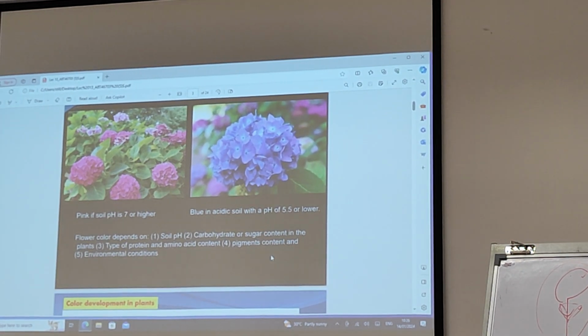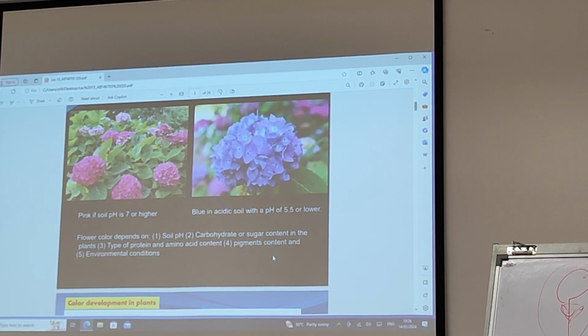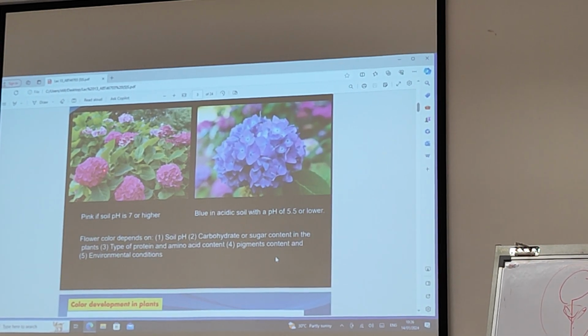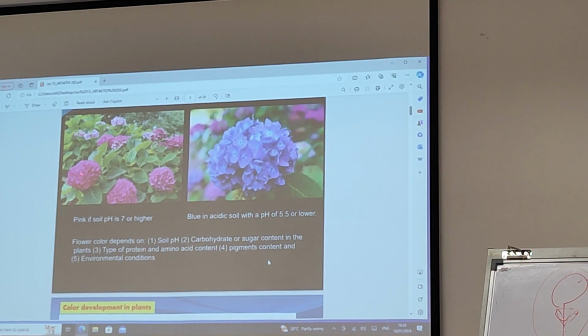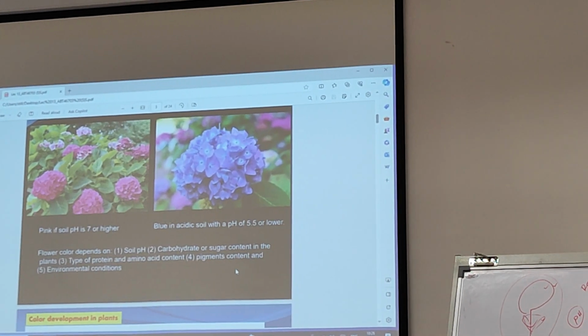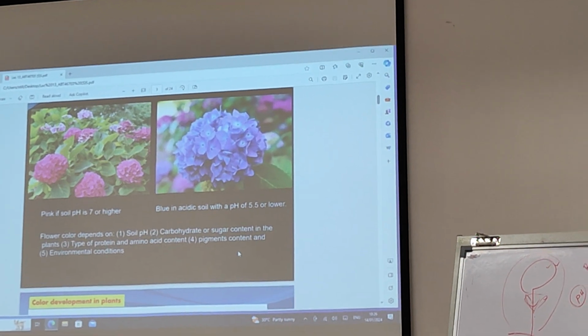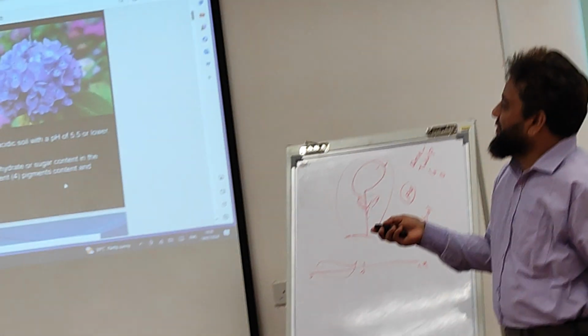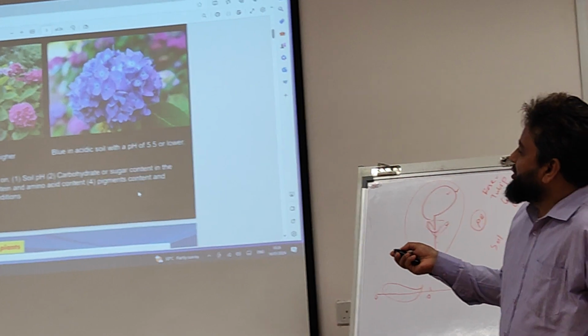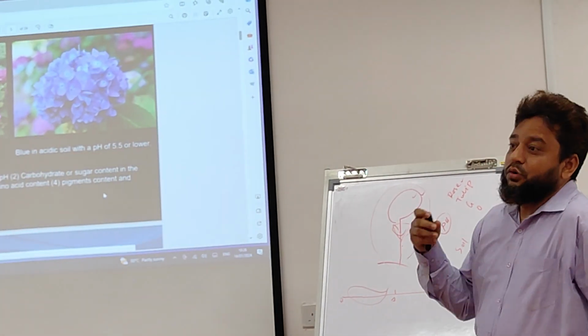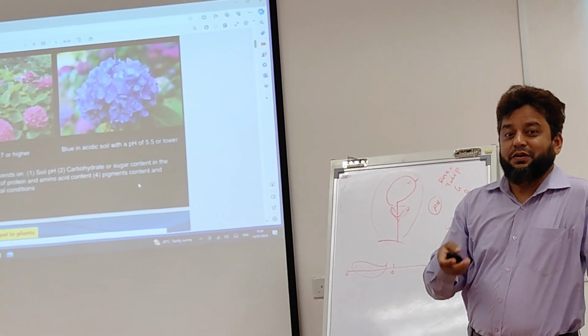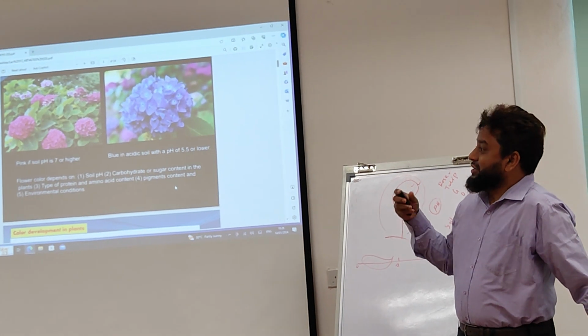Okay, so these types of plant they give the pink, right? Actually, I'm not so good about the color. Okay, so this one is pink, right? And this one is blue, right? So this plant, it means these two plants are the same plant.